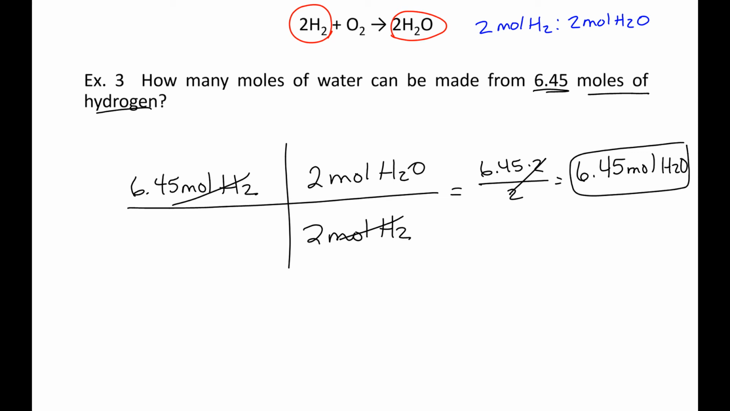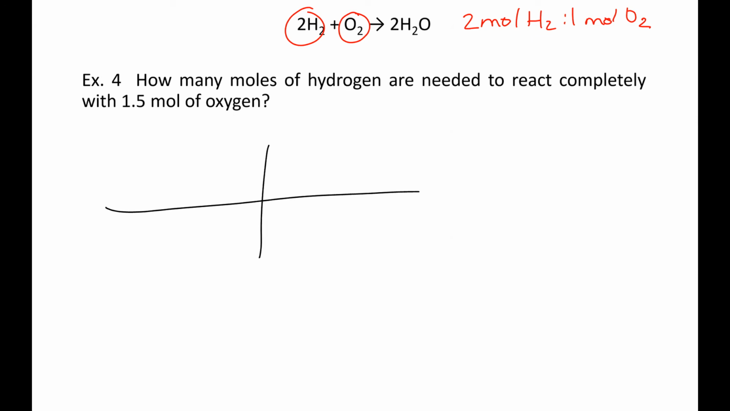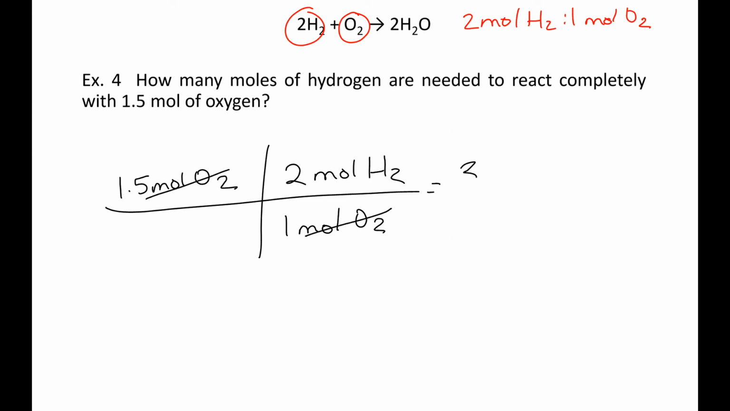Okay, last example. This time I'm asking for how many moles of hydrogen are needed to react completely with 1.5 moles of oxygen. So 2 moles of H2 to 1 mole of O2. Write a little picket fence. 1.5 moles of O2 is what we're starting with. Put 1 mole of O2 at the bottom and 2 moles of H2 at the top. 1.5 times 2 is 3, so 3.0 moles of H2. And that's pretty much the end.